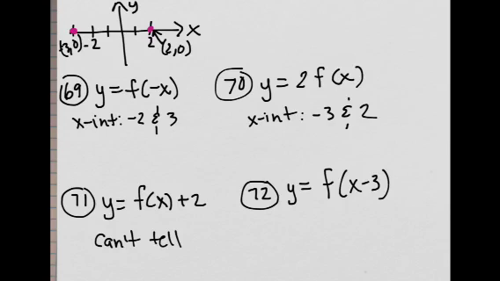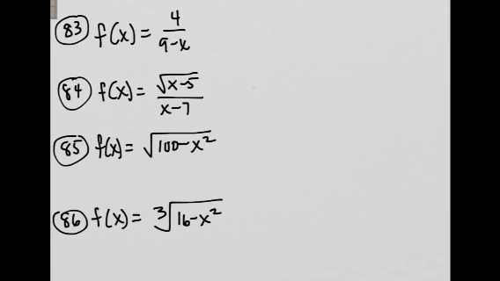And for 72, this means that the function is translated to the right 3 units. So these 2 points right here are going to move to the right 3 units. So -3, 0 will now be 0, 0, so the x-intercept is 0. And 2, 0 will now be 5, 0, so the intercept is 5. All right, for the last 4 problems, you have to find the domain.